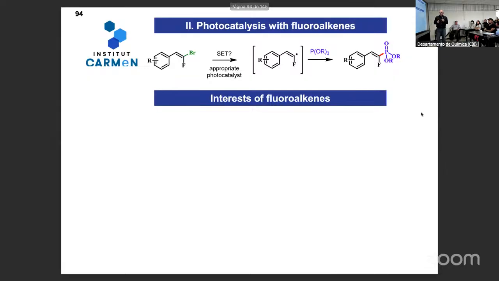Next. Okay. So I already told you about the interest of fluoroalkenes, but what we wanted to do is to couple, in fact, this fluorovinyl radical with phosphide.